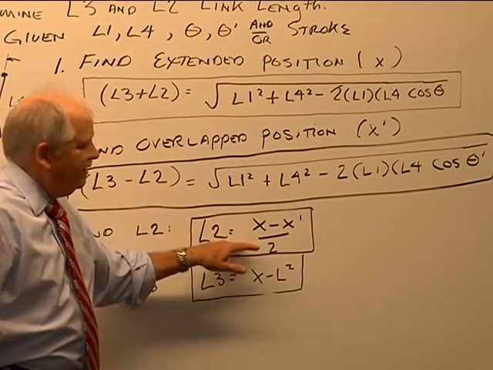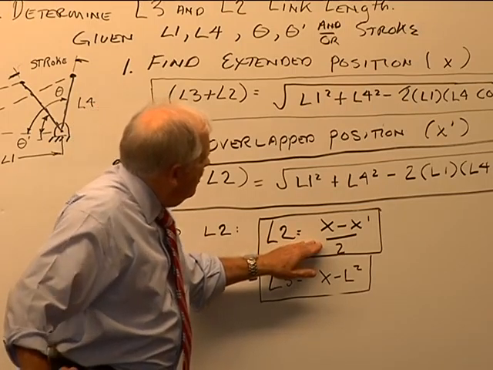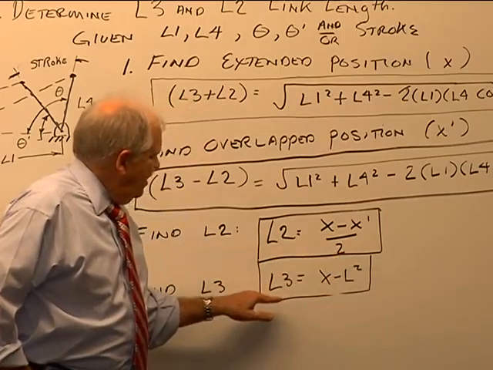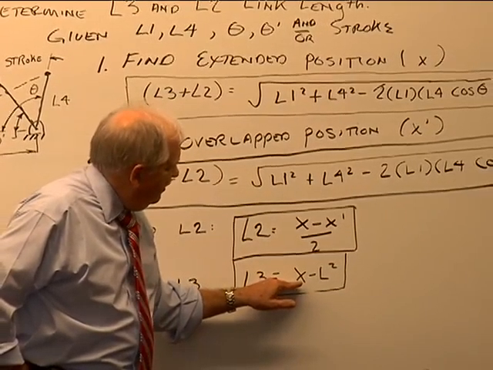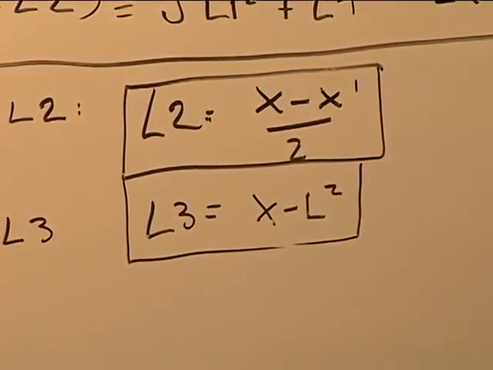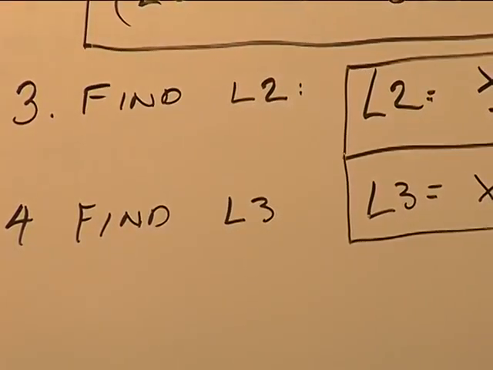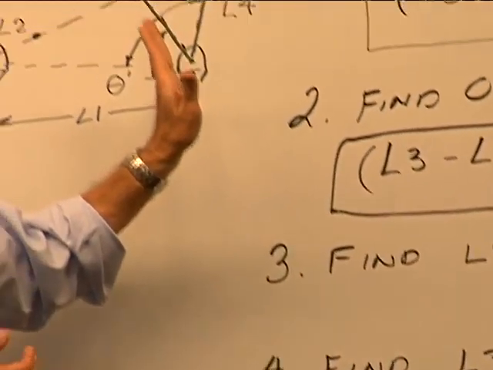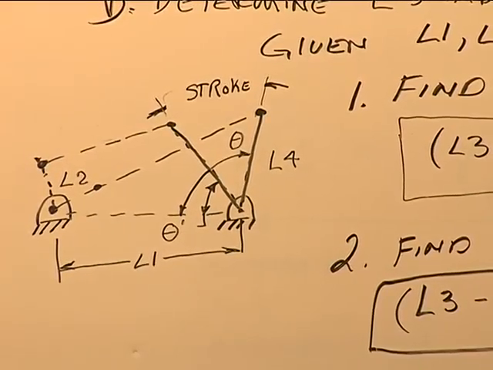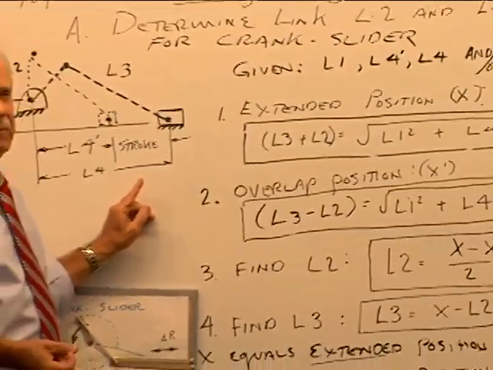Now, to find L2, I'll use almost the same. As a matter of fact, it is exactly the same as I did in the last problem. This is x minus x prime divided by 2, and L3 equals x minus L2. So basically now I've been able to discover the link lengths in order to get the specific angle I want, and the link lengths for a slider when I know what the stroke is, or when I know what either one of these L4s or L4 prime is.